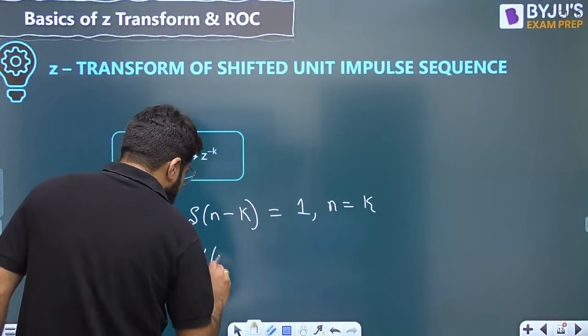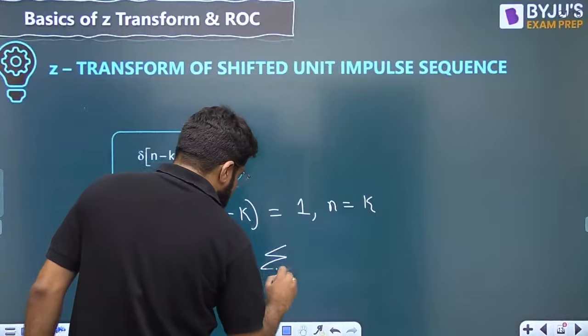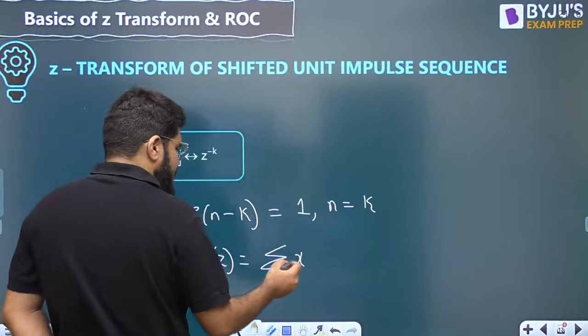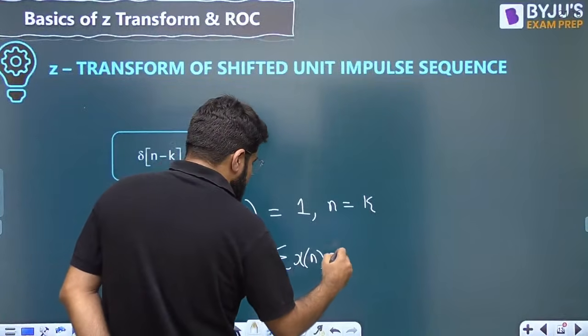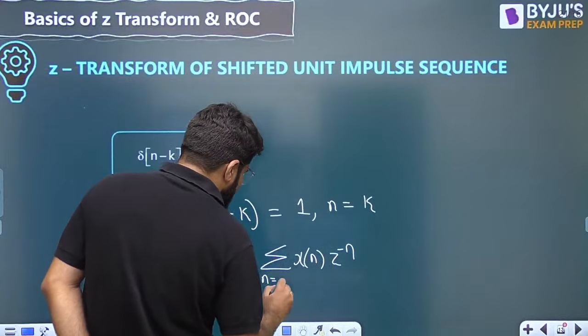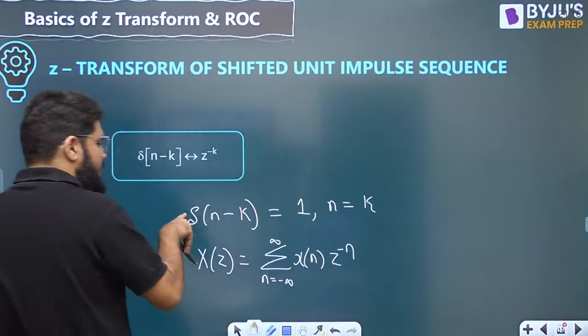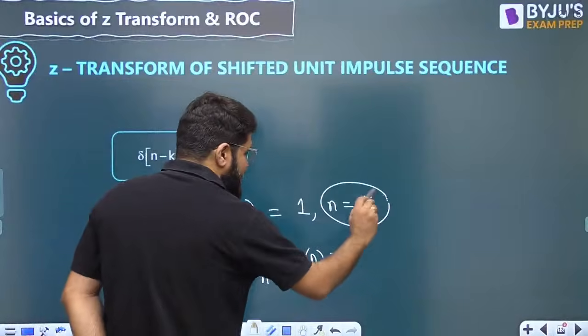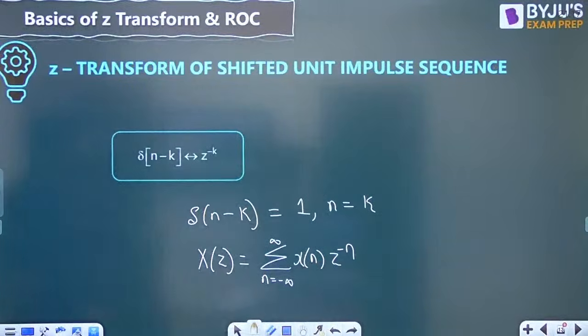So when I want to write down its Z transform, it becomes the summation of x[n] z raised to the power minus n. But once again, no need for the summation, because the impulse is only defined at one point, that is n equal to k.